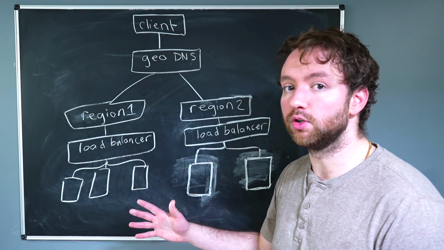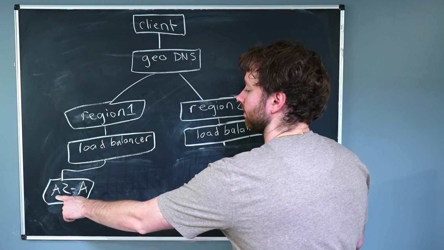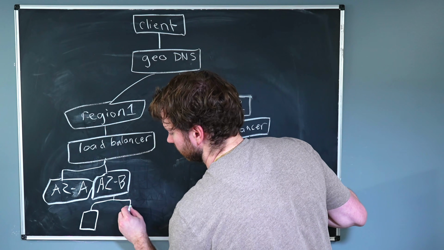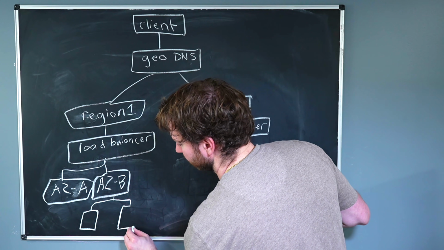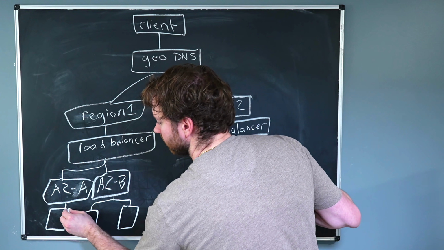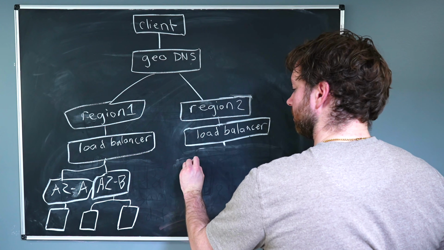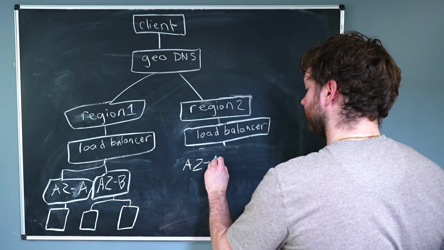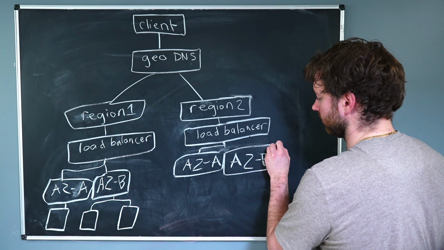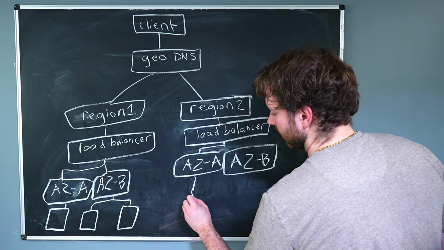So this is one way to do it, but if you also include the split across multiple availability zones, it's going to look a little bit different. So it might look like this, where we have availability zone A, availability zone B. So it may look like this, where this availability zone has 2 servers and this availability zone has 1 server. Same idea over here. So we'll have availability zone A and availability zone B. And this one will have a server.